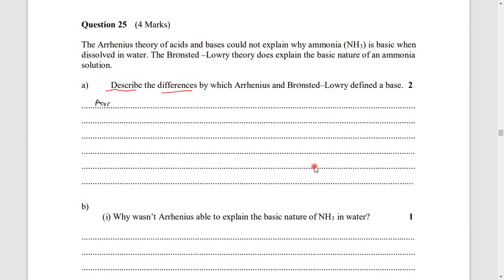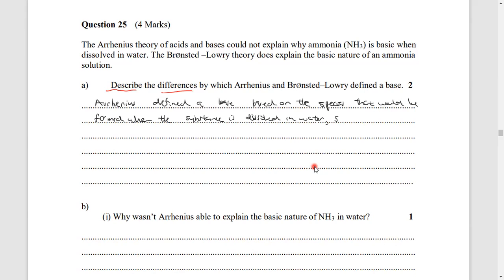So Arrhenius defined a base based on the species that would be formed when the substance is dissolved in water, specifically the formation or the dissociation to form hydroxide ions.